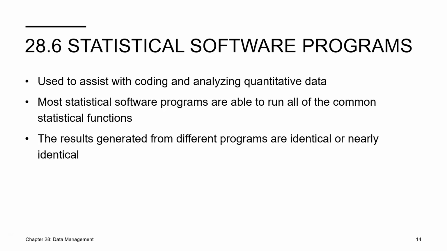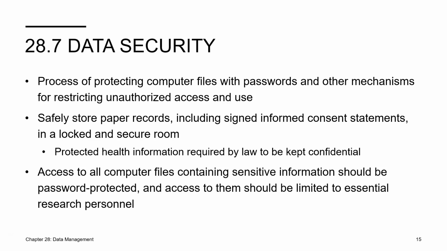And so to do that, you use statistical software programs. Section 28.6 goes over statistical software. These are used to assist with the coding and analyzing of qualitative or quantitative data. You can use it for quantitative and qualitative data, but typically it's used more for the quantitative side where you have more numbers. And they can run all sorts of common statistical functions. They should be pretty similar when you use different platforms, but sometimes when you get to the more complicated statistical analysis, you may have a little bit different formula that is used within the programs.